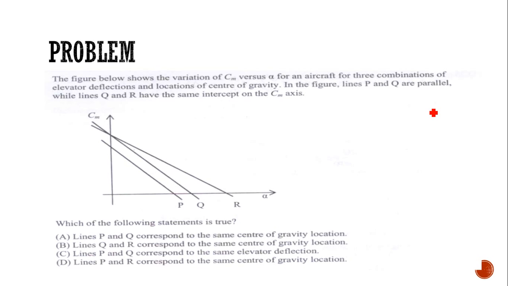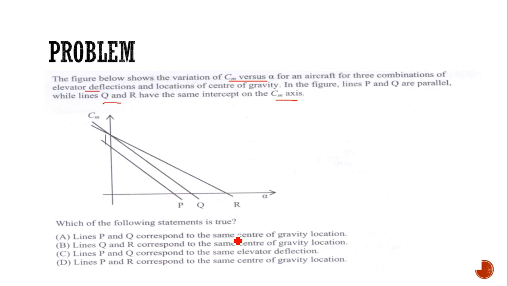So that's all. This is the last problem. This figure below shows the variation of CM versus angle of attack for three combinations of elevator deflection and location of center of gravity. In this figure, lines P, Q and R are parallel, and Q and R have the same intercept on the CM axis. Which of the following statements is true?